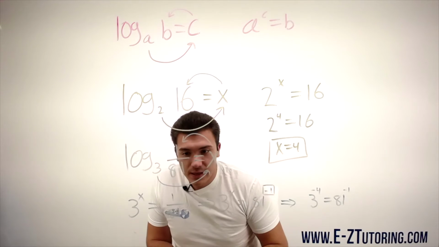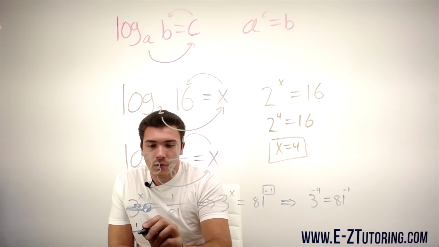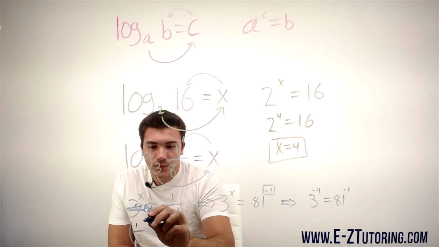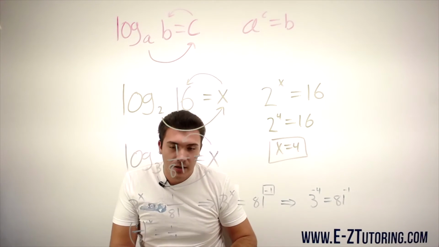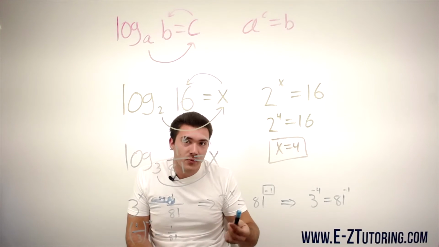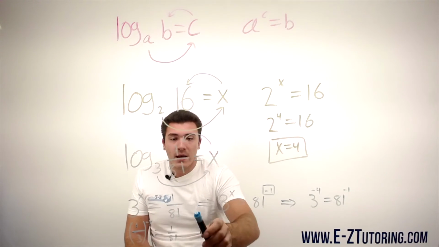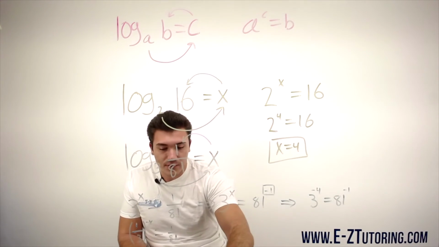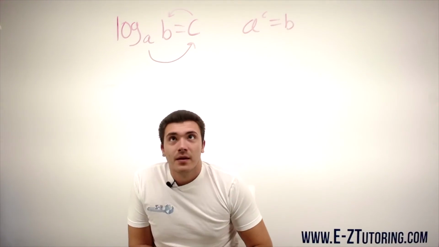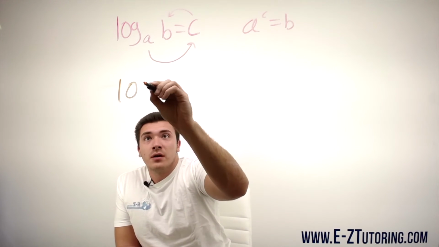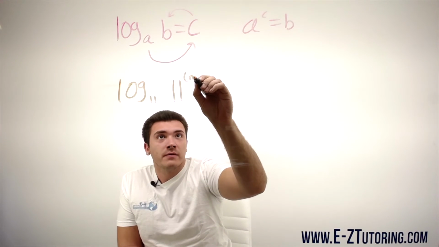Another way to imagine this, instead of saying 3 to the x equals 81 to the negative 1, you could say 1 over 3 to the negative x equals 1 over 81. And then when you do your mental math, you could say 1 over 3 times 1 over 3, and so on. But either way, that is how you go about negative exponents. Let's go ahead and do some more examples here. Okay, so now suppose that we have log base 11 of 11 to the power of n minus 5.